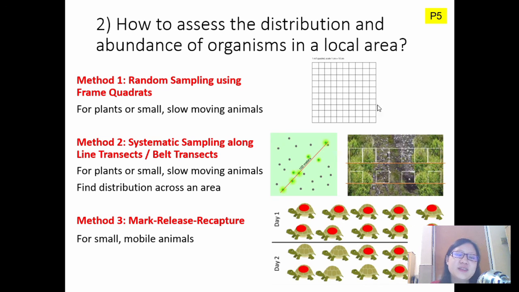There are 3 things that we learned today. Number 1 is random sampling using frame quadrats. Number 2 is systematic sampling using line transect and belt transect. Number 3 is mark, release, recapture for mobile animals. And that's pretty much it.